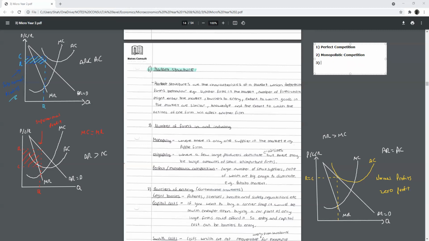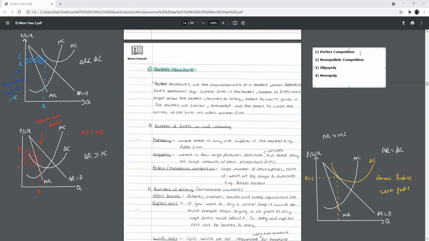Then after this, we have something called an oligopoly. After this, we have something called a monopoly. Right? There are also other different types of market structures. Won't go into that too much now. Okay, so this is kind of like the spectrum of things.